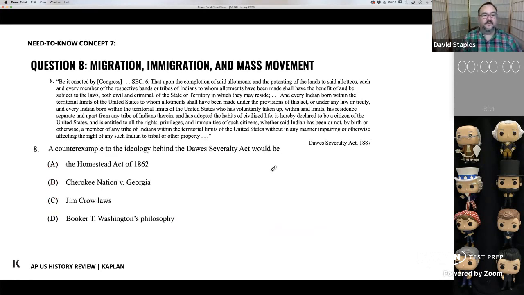So here is number 8, which is, again, a really good question. It's a counterexample question. I love it because that means you could be prepared for a short answer question on something like this. So start.